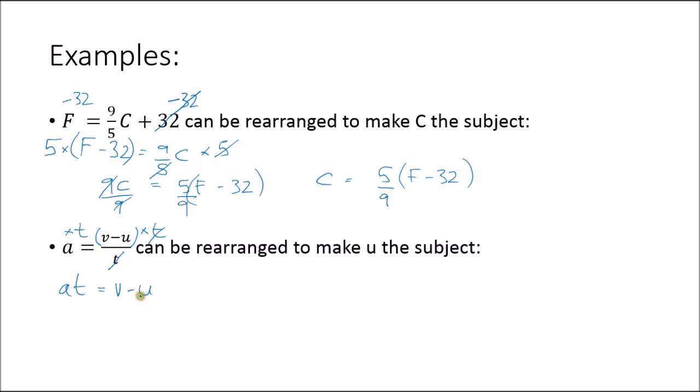Then to get u by itself, I would want to subtract v from both sides. My v's will cancel, so then I've got at minus v equals minus u. Now, I remember that I've said before that if I've got a minus x or a minus u or something like that, if I want to make it positive, I just need to change the signs of everything. So minus u becomes u, at becomes minus at, minus v becomes positive v, so it will be v minus at.